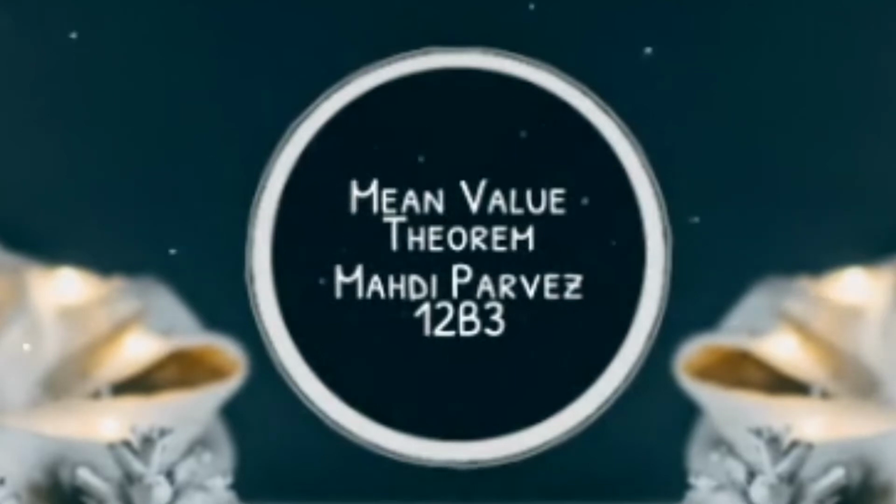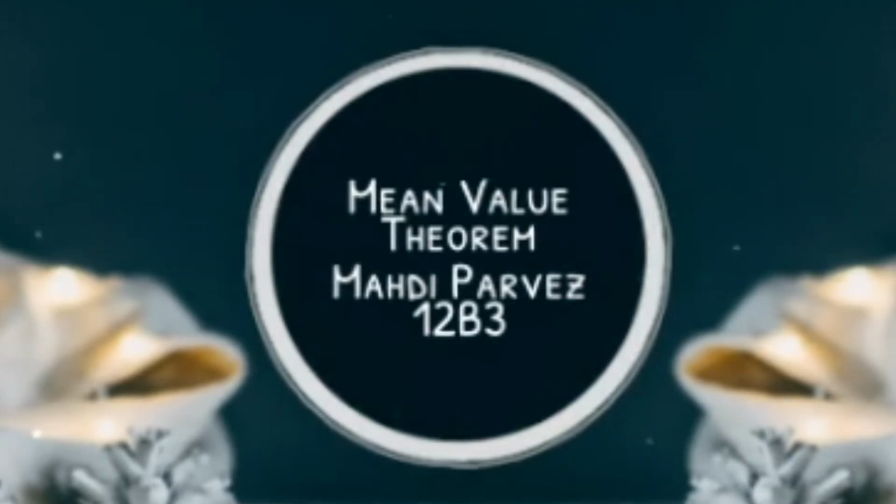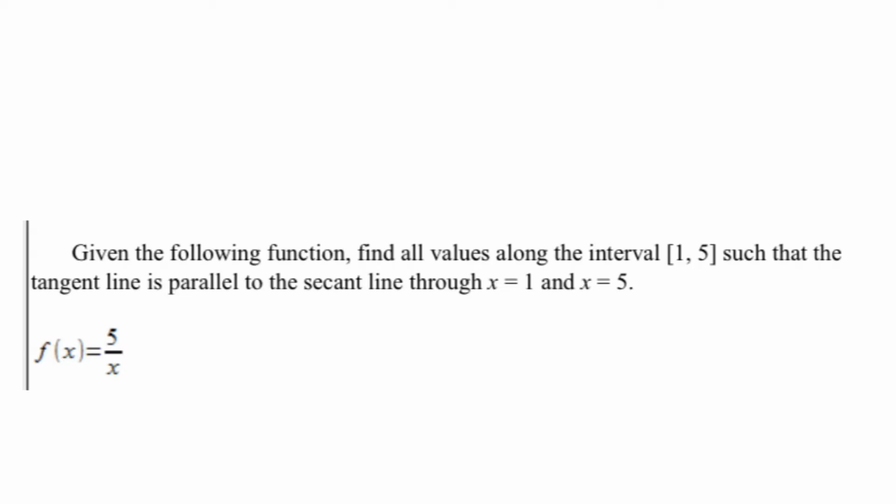Okay, let's now solve some problems to refresh our memory and also to learn more about this topic. This is the first example for us to solve. Here, they have given us the function and ask us to find all the values c in the interval [1, 5] where the tangent line is parallel to the secant line, for the function they have given.